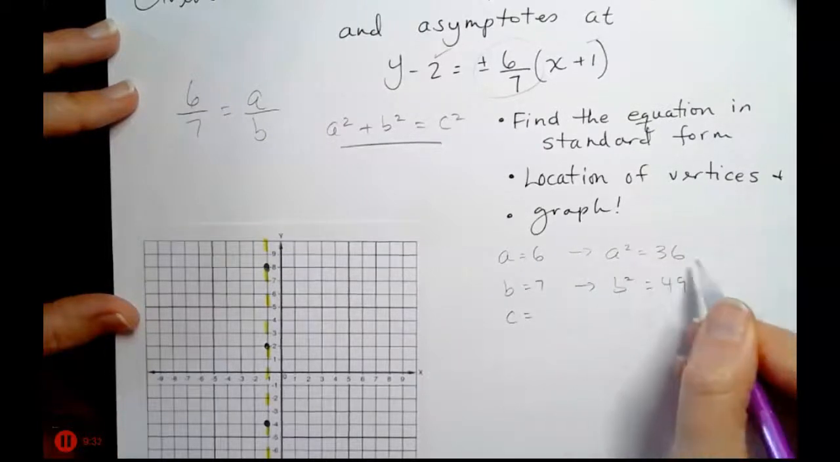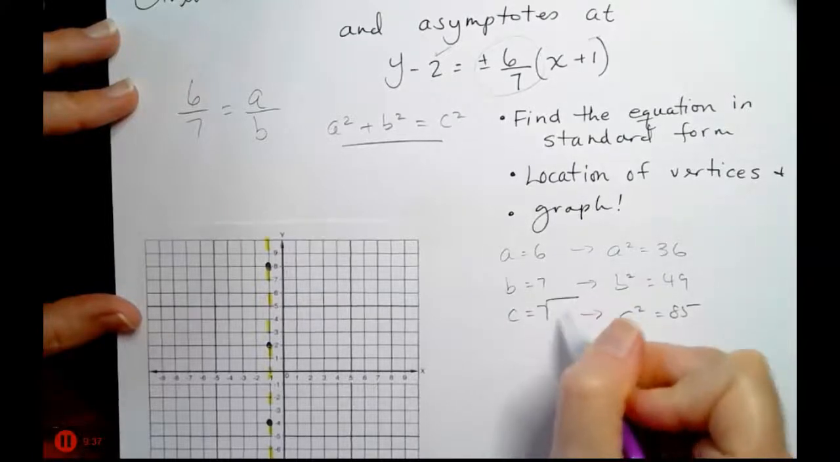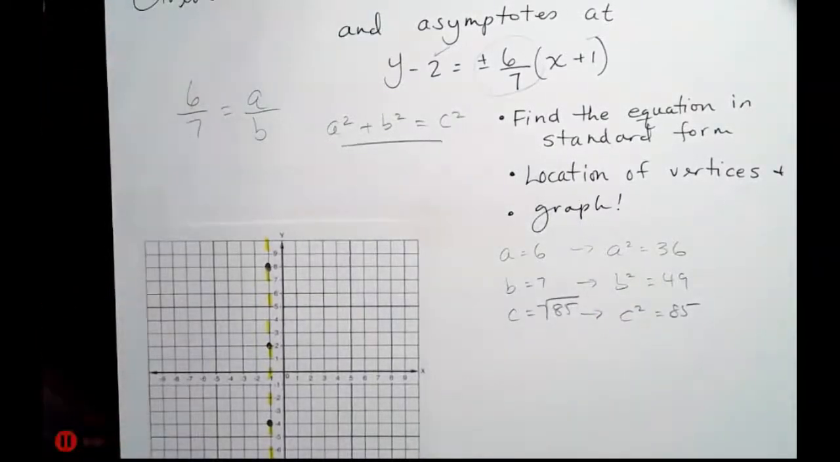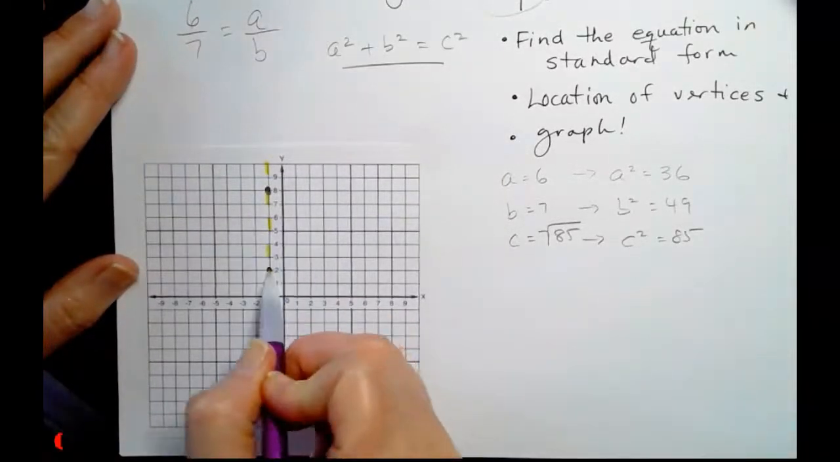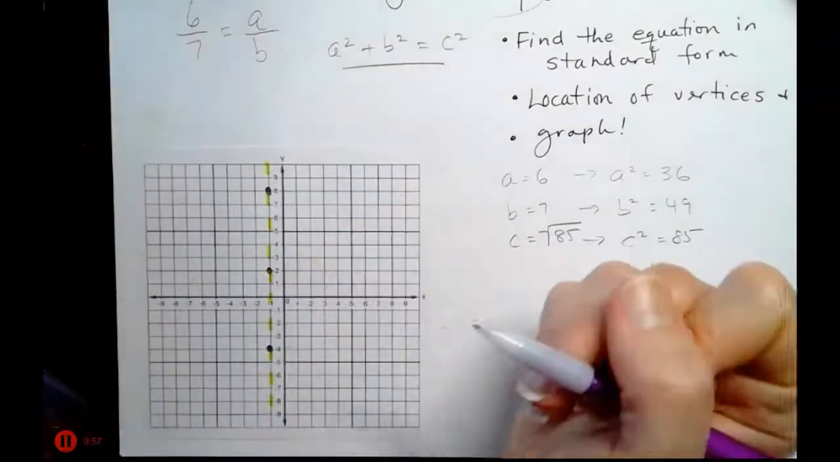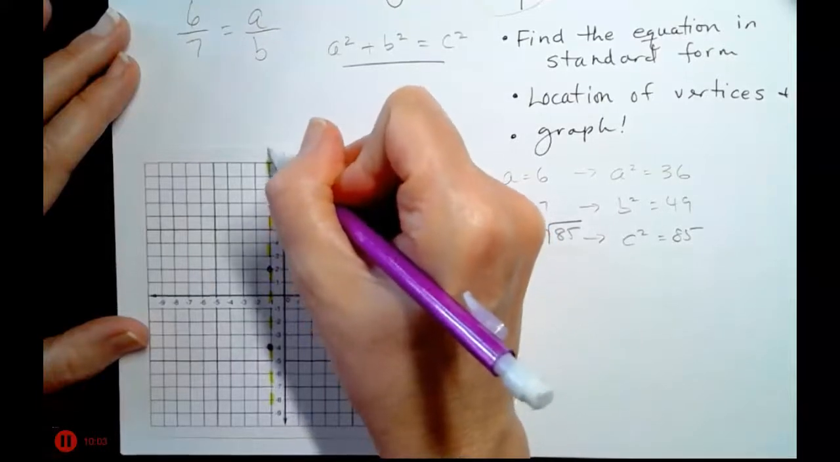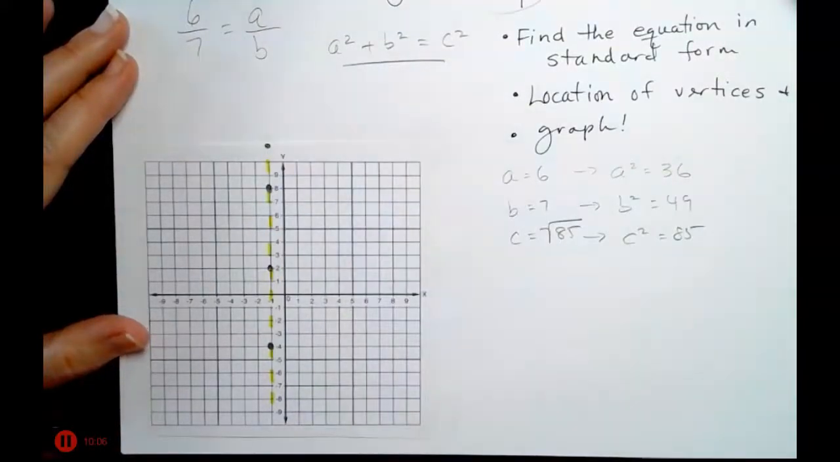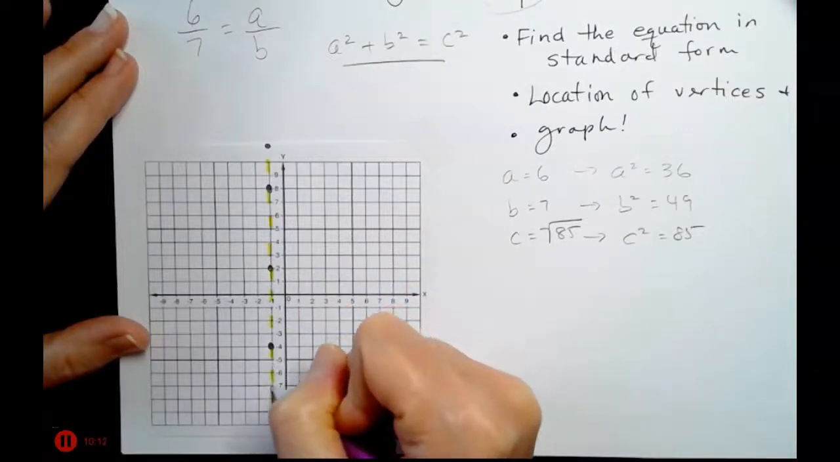So A squared plus B squared, 36 plus 49. C squared is 85. Therefore, C is root 85, which is approximately 9 and some change. So what does that mean? We're going to use that C value and plot our foci on our graph. So from the center point, we're going to go up root 85 and down root 85. So root 85 is just a little bigger than 9. 1, 2, 3, 4, 5, 6, 7, 8, 9, and some change. Almost off my handy dandy graph paper.